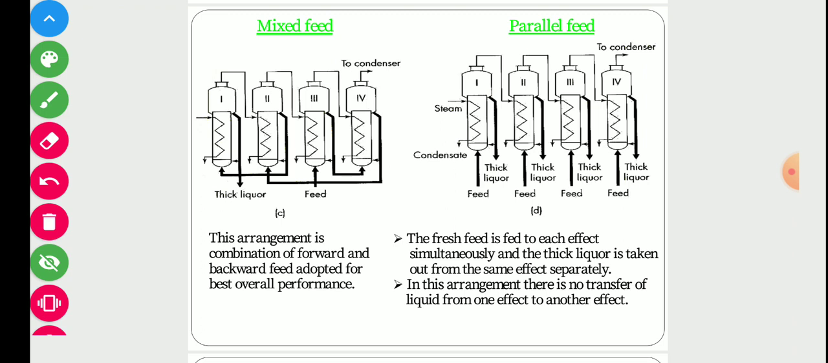Another method is parallel feed. So in parallel feed we give feed to each individual unit. As you can see, we are giving feed to individual units and taking out thick liquor from each unit. The steam movement is the same in all the units, so we will not discuss steam movement. The fresh feed is fed to each effect simultaneously, and the thick liquor is taken out from the same effect separately. So in this arrangement there is no transfer of liquid from one effect to another effect.